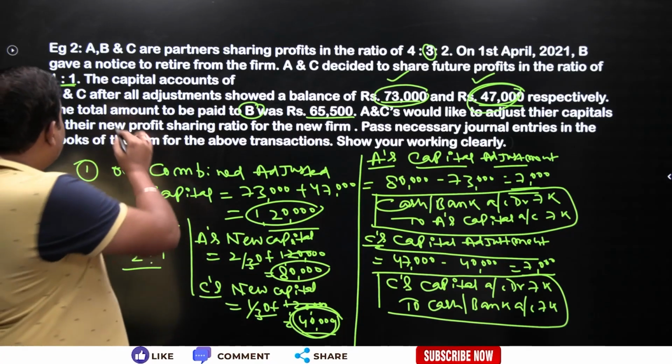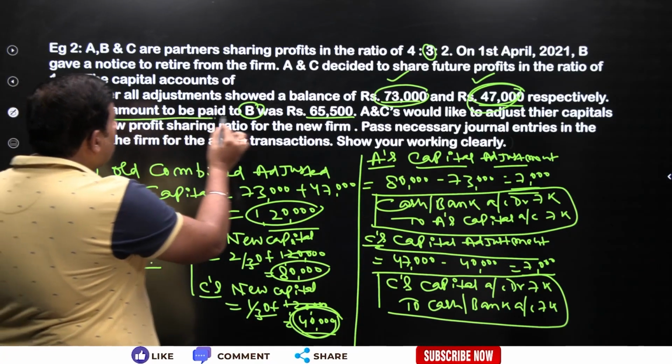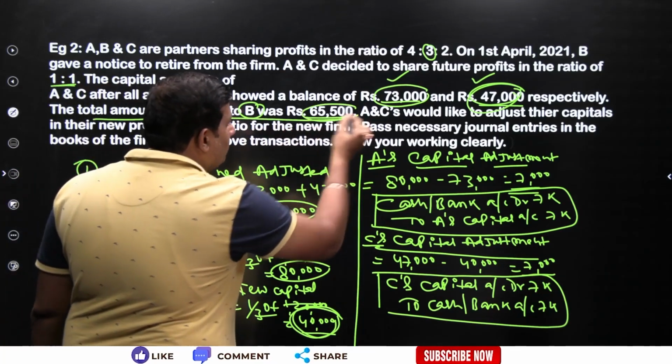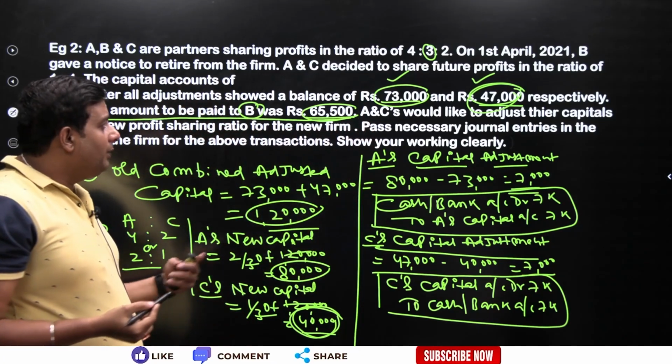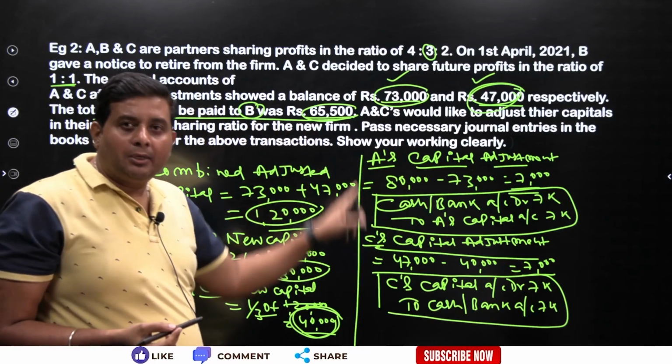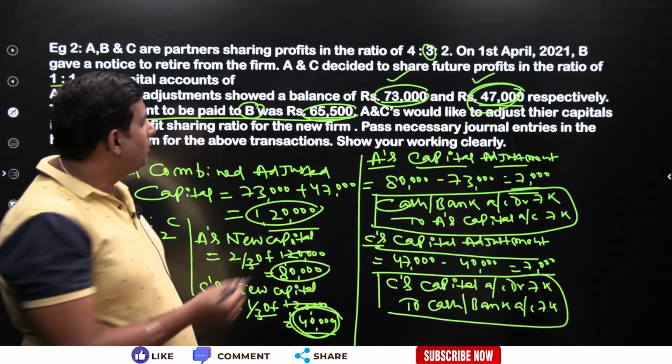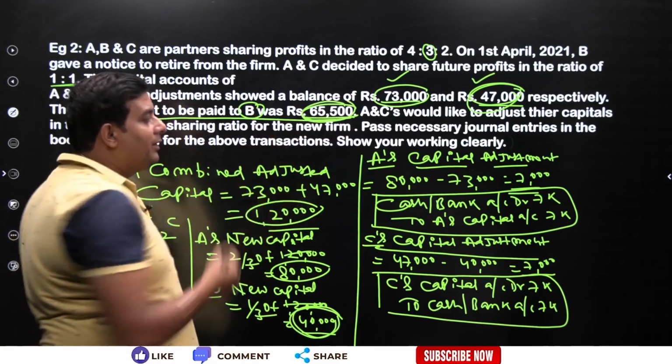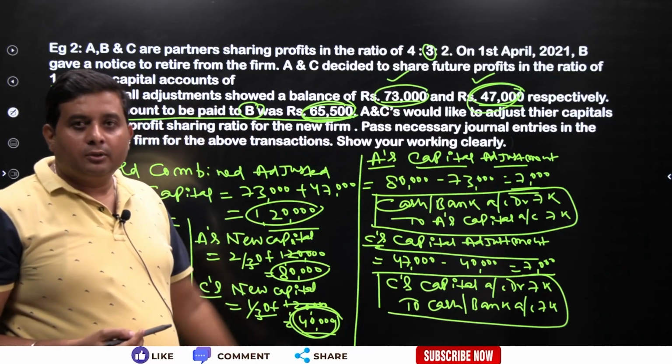Now the next part is the total amount to be paid to B was 65,500. So B is the retiring partner and whenever you are making the payment to B, what journal entry will you make? Simple, B's capital account debit to cash or bank account and the amount here is 65,500. I hope you understand this.